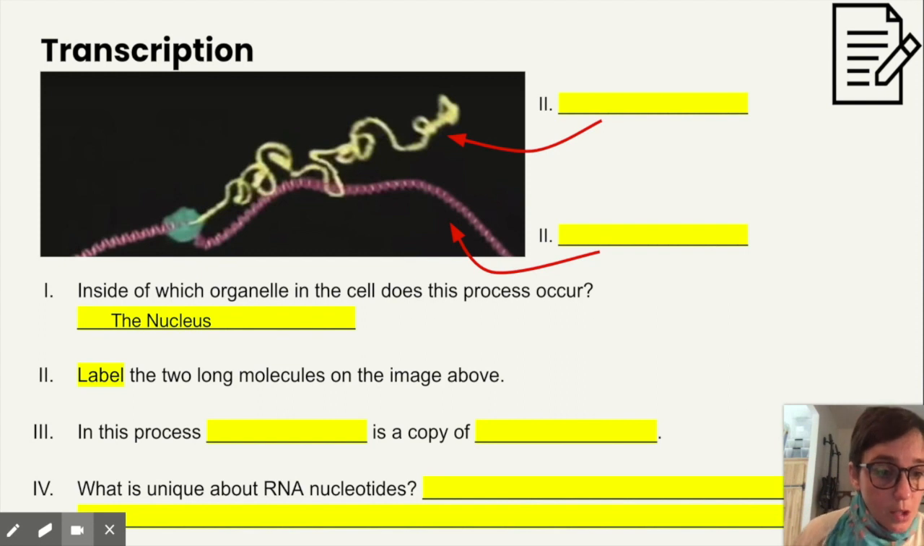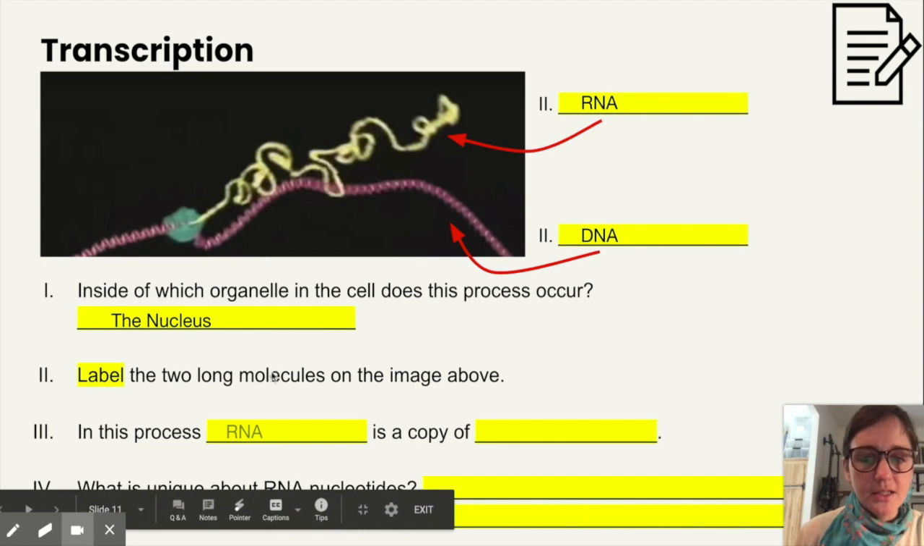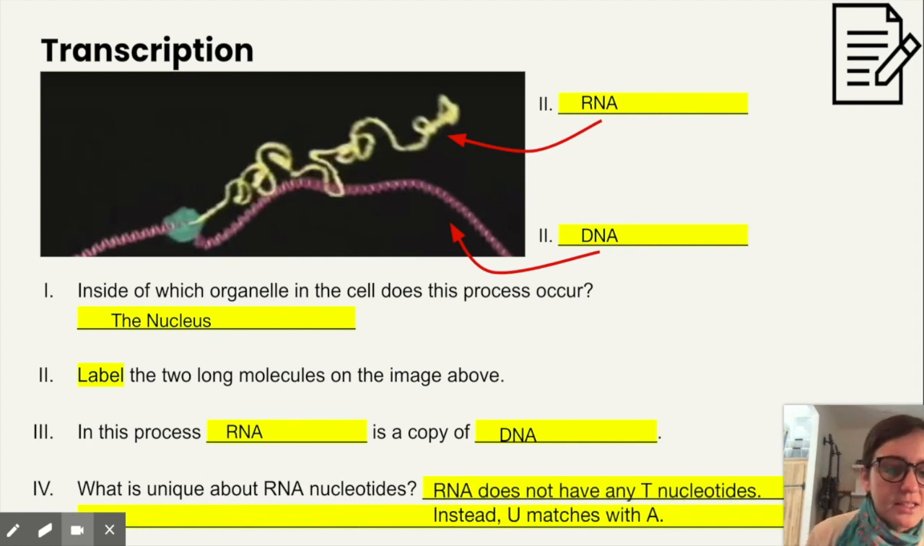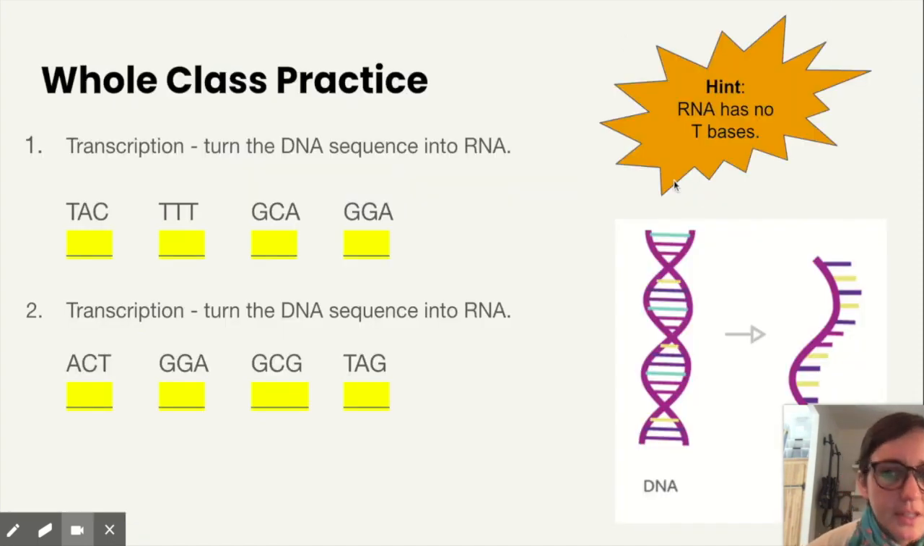your cells do transcription. They make a copy, okay? So we have our two molecules. The first one is DNA, right? Our beautiful pink molecule. You can see it's got that double helix. It's DNA. And then your cell is going to make a version of that called RNA. RNA is the result of transcription. So in this process, the RNA is a copy of your DNA. And then there's something unique about RNA, and that's it doesn't have any T's. There's no T's in RNA. Instead, U is going to match with A for RNA. Okay? Awesome. So let's practice.